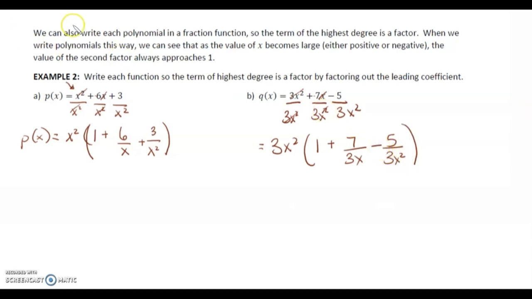Okay, so going back up to this little blurb, the term of the highest degree is a factor. Okay, we made it a factor. And the value of the second factor always approaches 1. Okay, that's what it's going to look like.